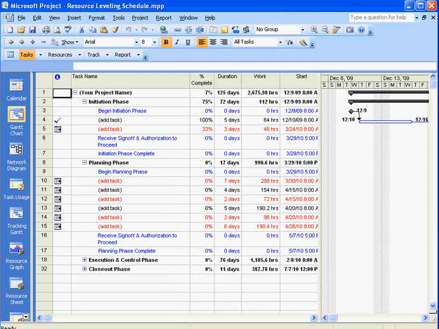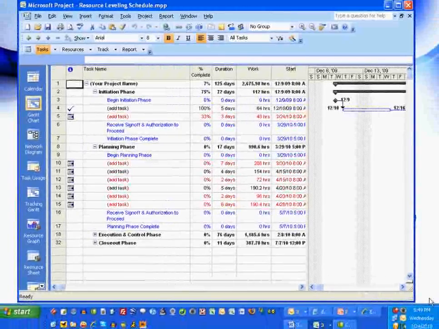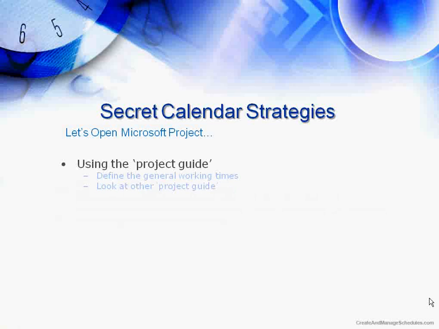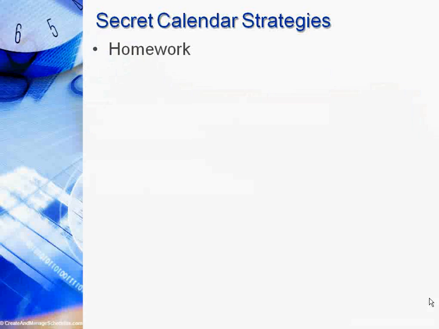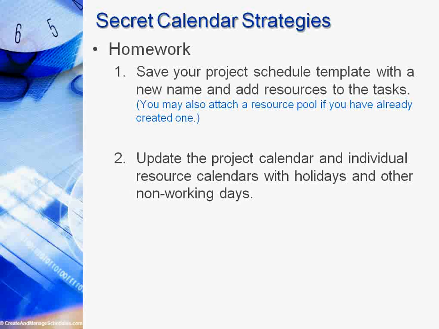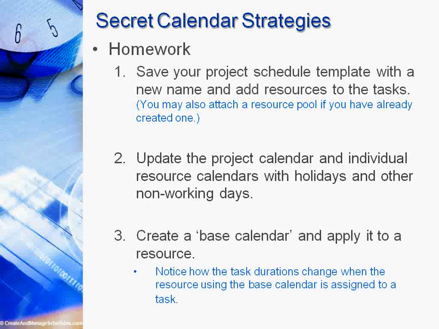Now before we go on, what I'd like you to do is go ahead and do the following steps. Okay, this is what we just walked through. Let me quickly go through here. What we're going to do is I want you to save your project schedule template by a new name and add some resources to it, or go ahead and link your project schedule to a resource pool if you have one. Then update your project calendar and the individual resource calendars with holidays or other non-working days. Okay? And finally, I want you to go ahead and create a base calendar and apply it to a resource.